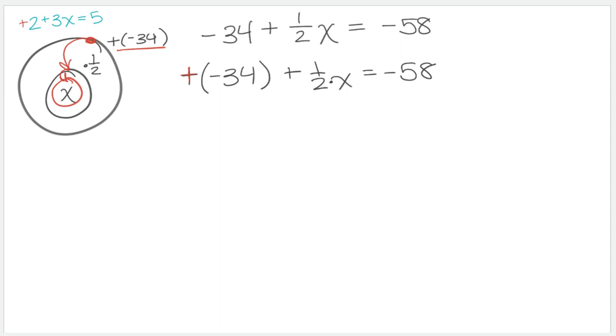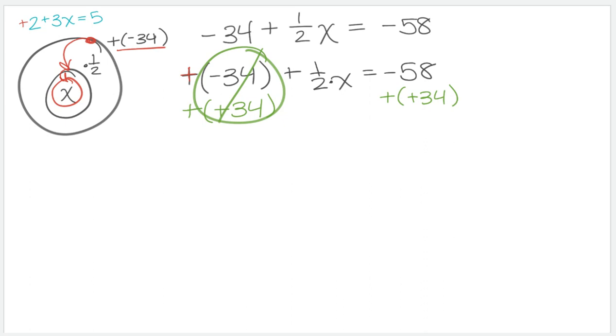So the first thing, like I said, is that we need to undo this plus negative 34. I'm going to use what I know about our identity property, creating zero pairs, and the inverses to create a zero pair with this plus negative 34. In order to do that, instead of adding negative 34, I can add a positive 34. That will create a zero pair here, and anything that I do to one side of my equation, I have to do to the other side. So I'm going to add a positive 34 to the other side of my equation as well.